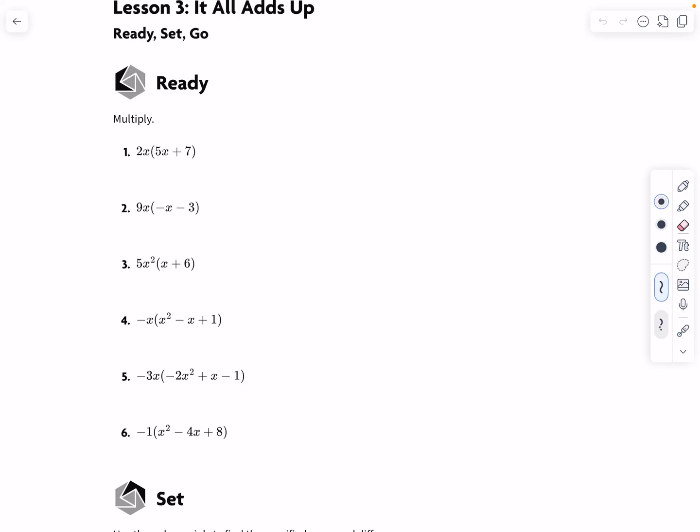Okay, this is lesson 3 from unit 3, and we are starting by multiplying out, by foiling, because this is practice for the next lesson, which is actually multiplying polynomials. So let's just practice a little distributing. Should be very fast. Don't forget x times x is still x squared.